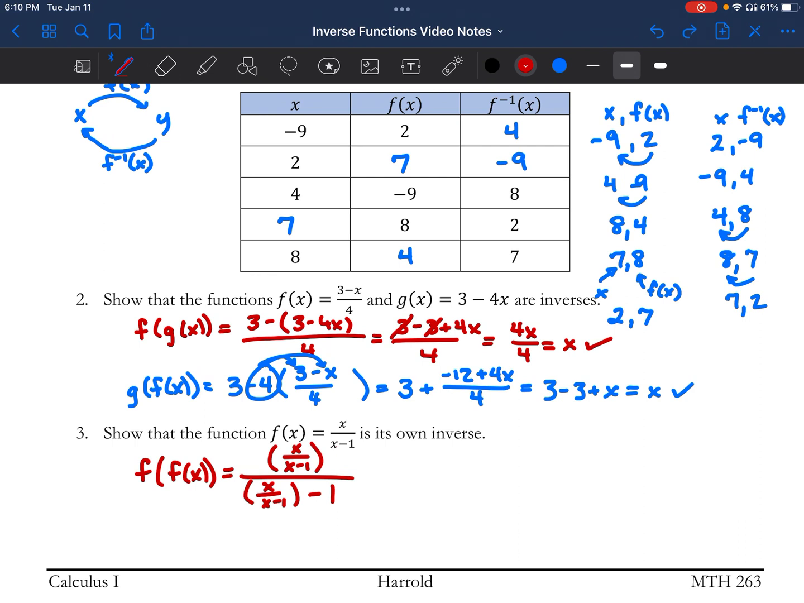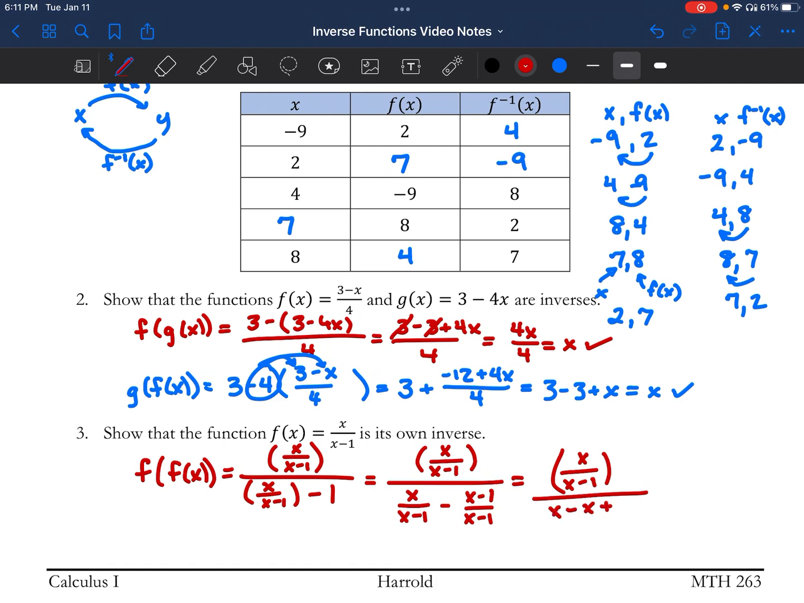So a couple things are going to need to happen. The first and foremost is probably going to be making a common denominator. So in the numerator, I don't really have to do a whole lot. But in the bottom, I need to do x over x minus 1 minus, and again, I'm trying to make a common denominator, so that 1 is going to turn into x minus 1 over x minus 1. So a couple of things are going to happen. Number one, I need to distribute that negative. So I'm going to keep x over x minus 1 in my numerator over x minus x plus 1 over x minus 1 in the denominator.